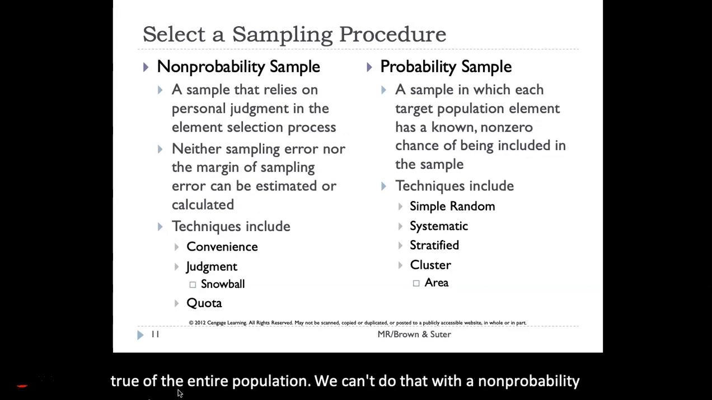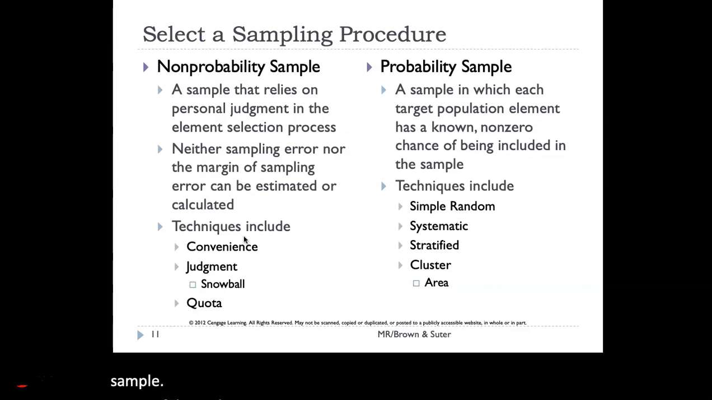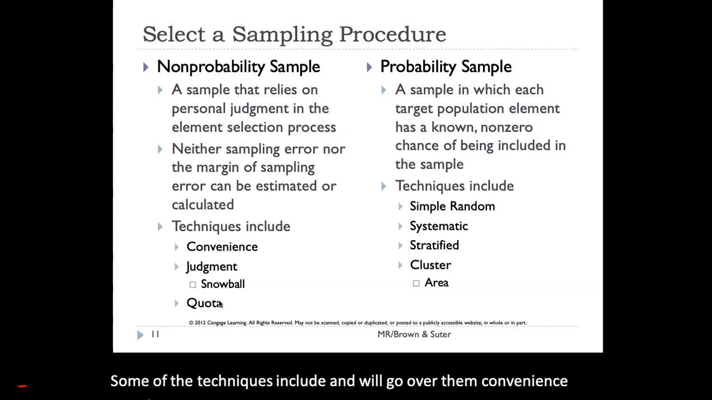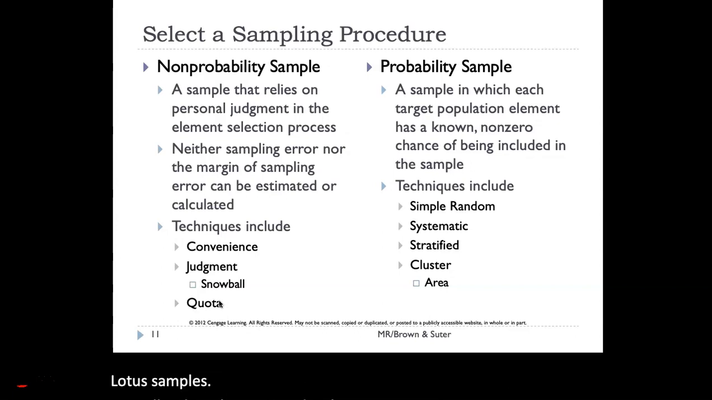Some of the techniques include, and we'll go over them, convenience samples, judgment samples, quota samples. Basically what it's saying, and we're going to go over this, is these are not randomly chosen.